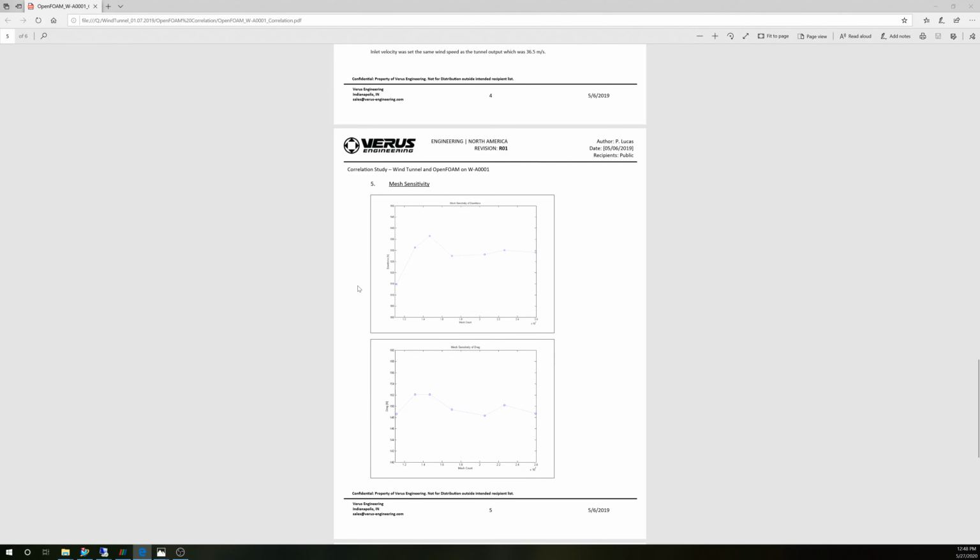And then you can go off. So since we have the wind tunnel data, we can then do a mesh sensitivity study to figure out where things are going. Somebody said that's a great result.